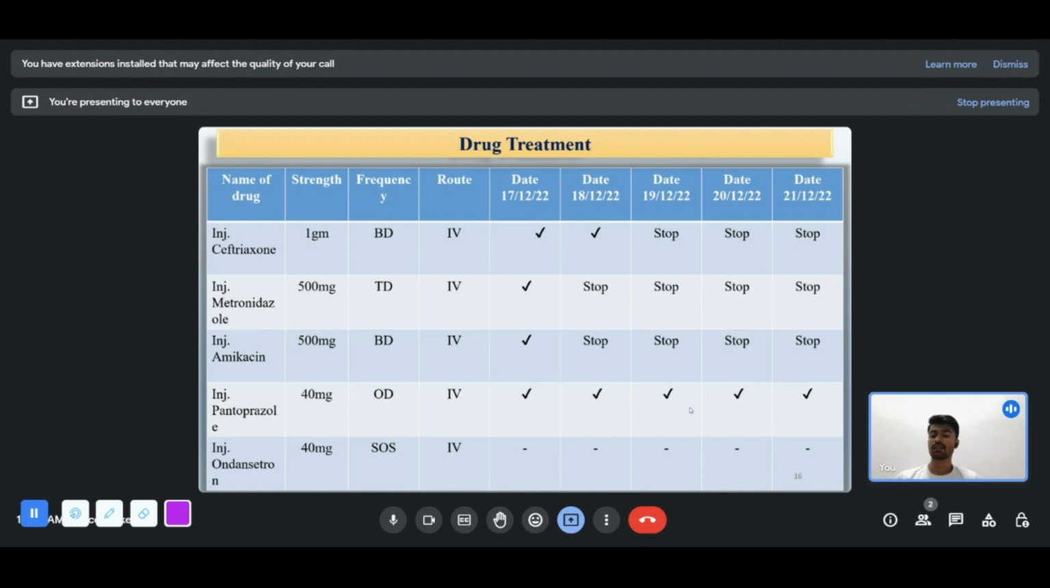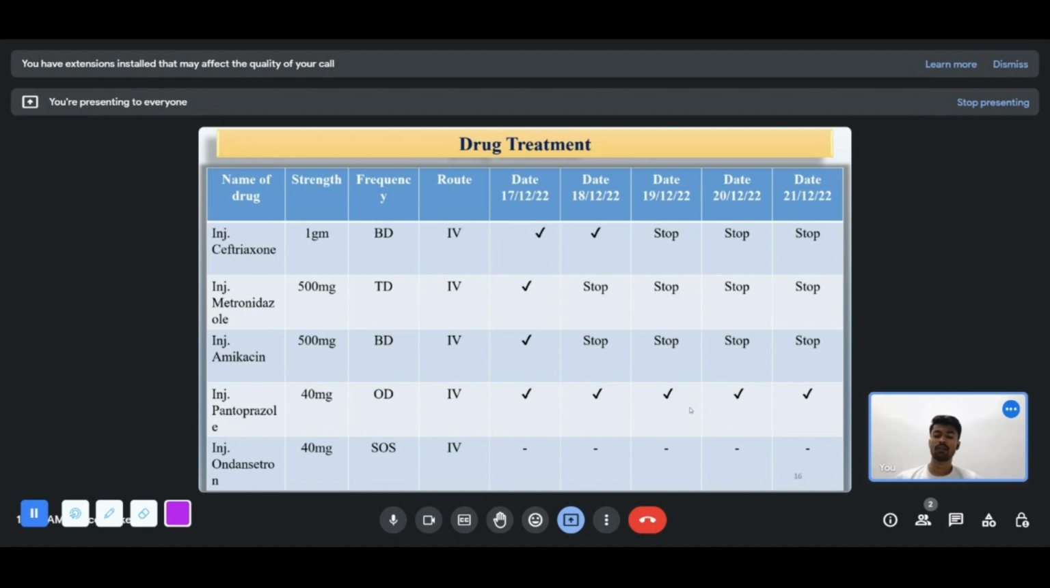Okay. Next is metronidazole. The drug itself is an anthelmintic drug, and the strength is 500 mg thrice daily by IV route. On the first day, that is 17th of December, it was given. Other days, the drug is stopped. Next is amikacin. Amikacin is an antibiotic. The strength is 500 mg twice daily by IV route. The drug was given on the very first day of admission, that is 17th of December.